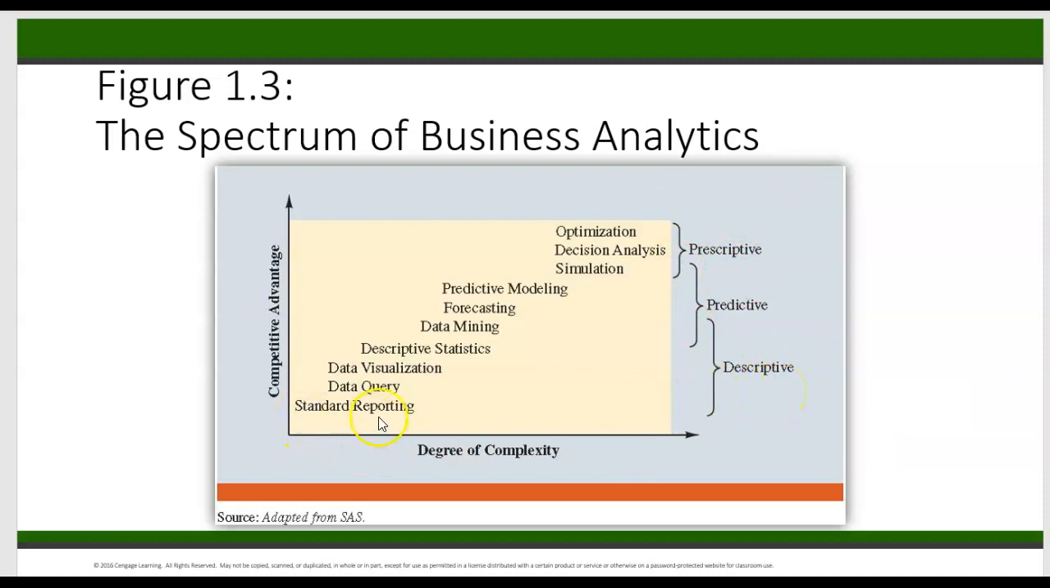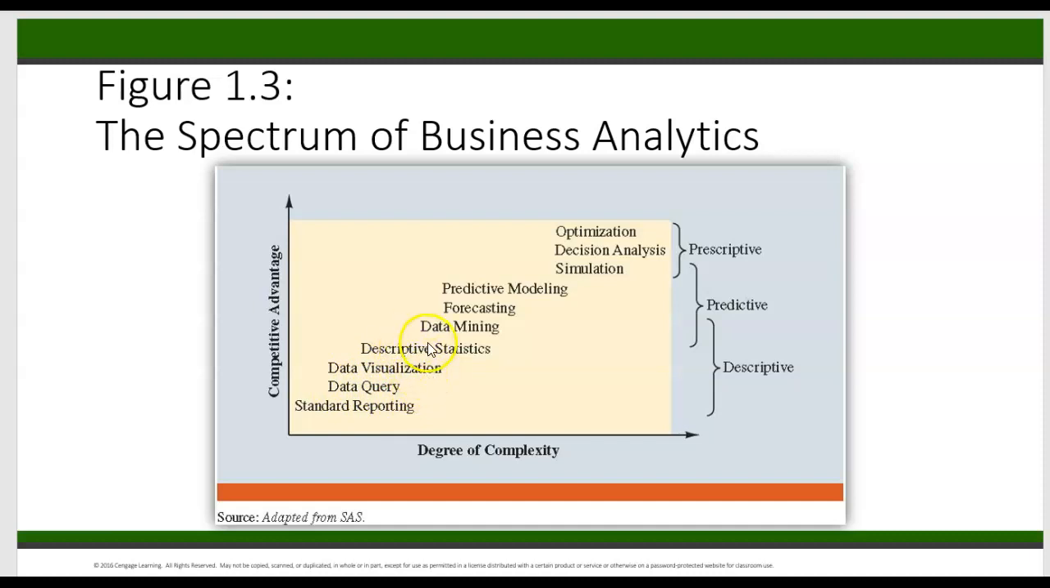Now, standard reporting is just your everyday operational procedure where you report how many items were sold. This is basically transactional level information. Then you have data query and data visualization. This is pulling out information from your data warehouses or wherever your data is stored into a format that is understandable to the higher level management and helps you identify patterns and trends.